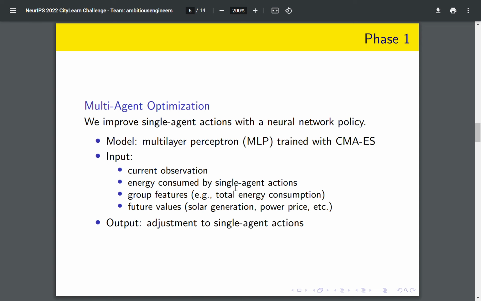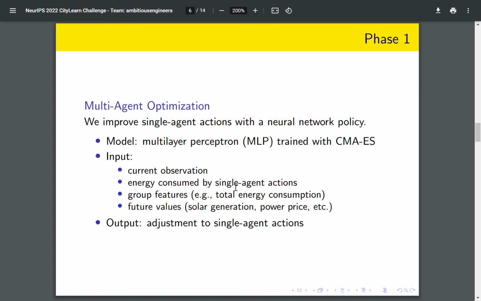So once we had the single agent actions, we tried to improve them with a multi-agent model that took into account group info. So in particular, we trained a multi-layer perceptron, or MLP, with CMA-ES, which stands for Covariance Matrix Adaptation Evolutionary Strategies. And so basically we just used that as a black box optimizer, mainly because it was easy to use. It worked basically off the shelf, and it was fast. It was parallelized.